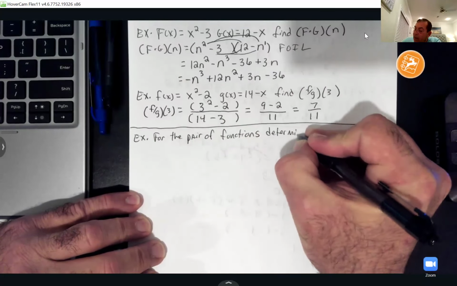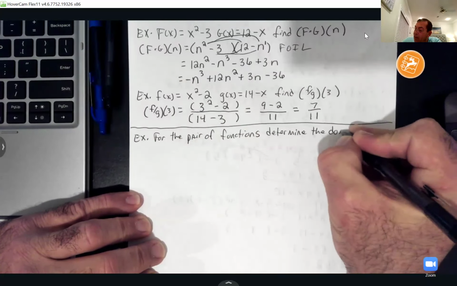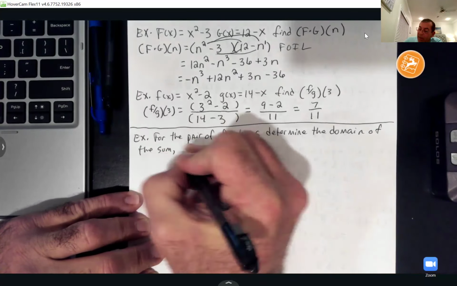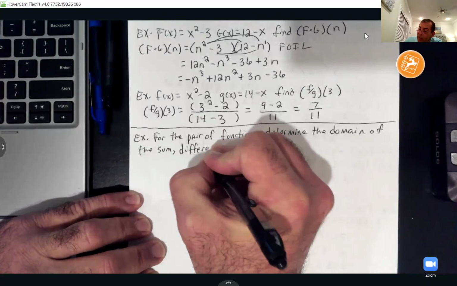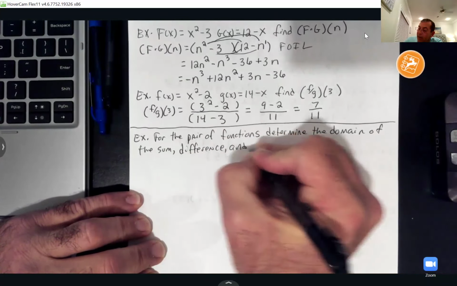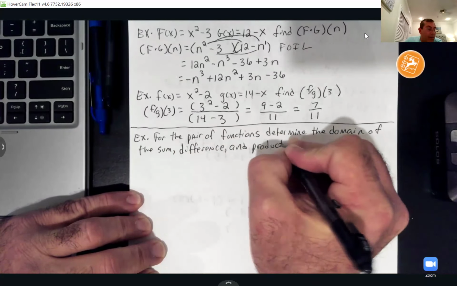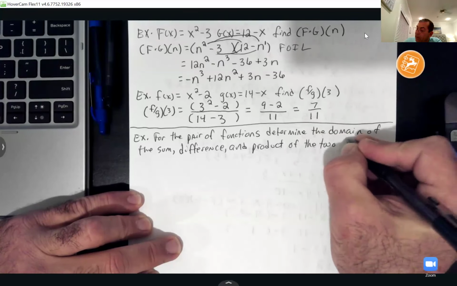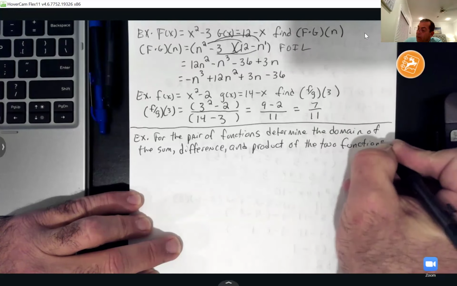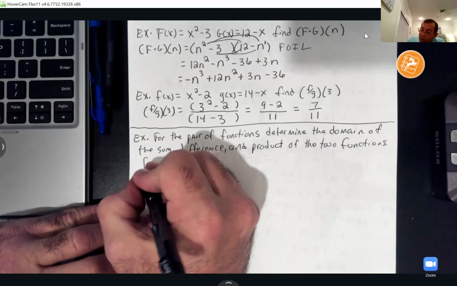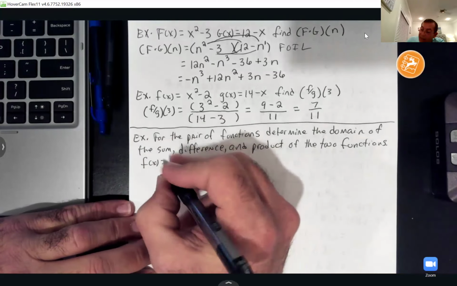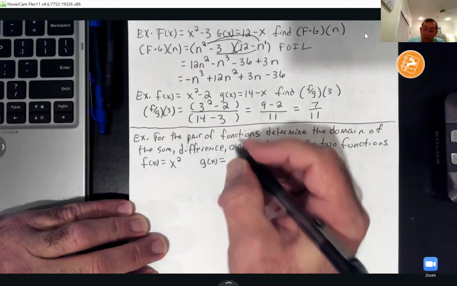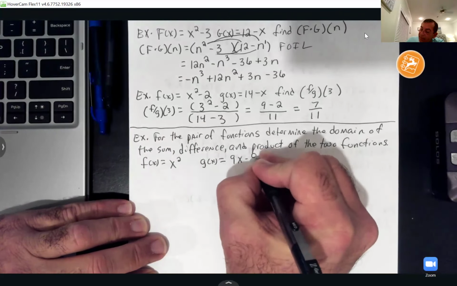determine the domain of the sum, difference, and product of the two functions. Now, for this one, your f of x is going to equal x squared. Your g of x is going to equal 9x minus 9.